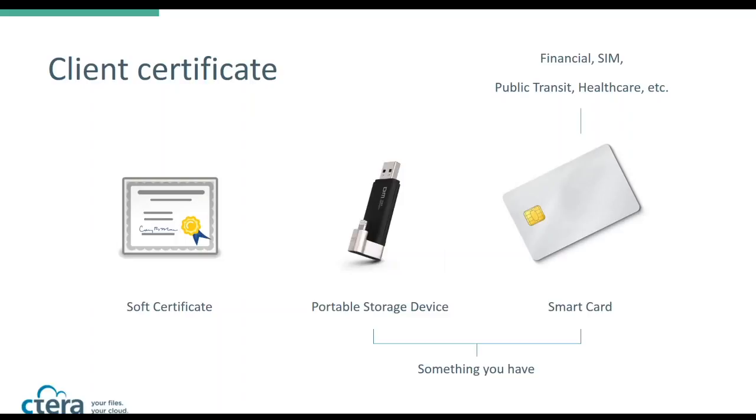Now, this certificate can come in various forms. It can be either a soft certificate, meaning it's software that is installed on a specific device, let's say a PC or a Mac, for instance, or it can also come in a physical form, either via a portable storage device like a USB thumb drive with a digital certificate within it, or of course a smart card.